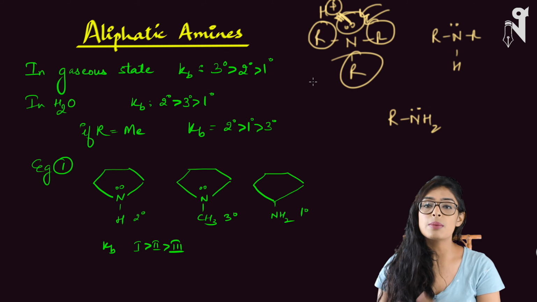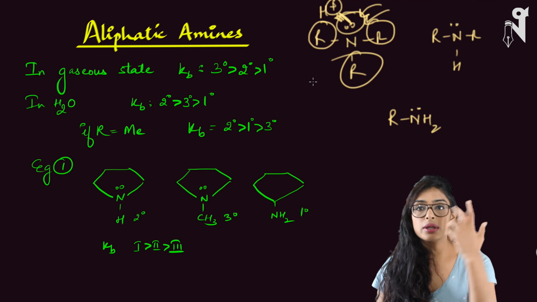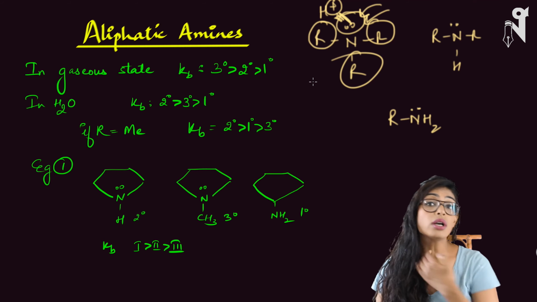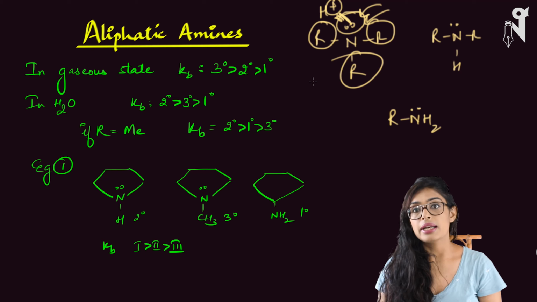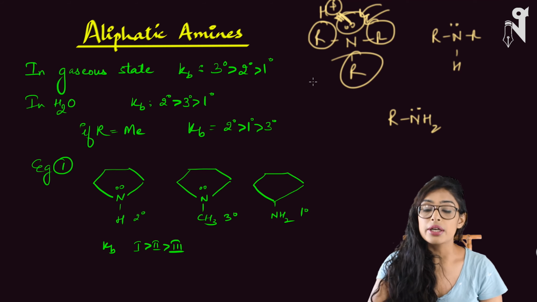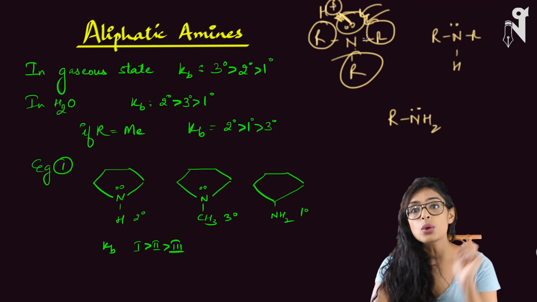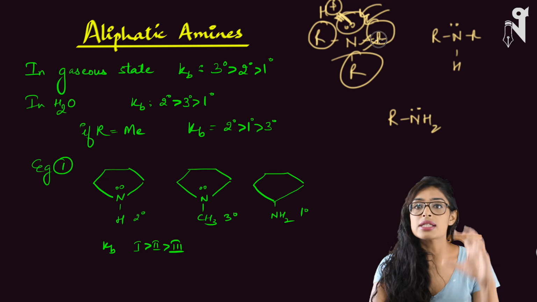A lot of repulsions happen, and you can say the water cannot come closer to it. So it cannot hydrate your R3N, and hence it becomes very difficult for this nitrogen to act as a base, even though it has a very high electron density.